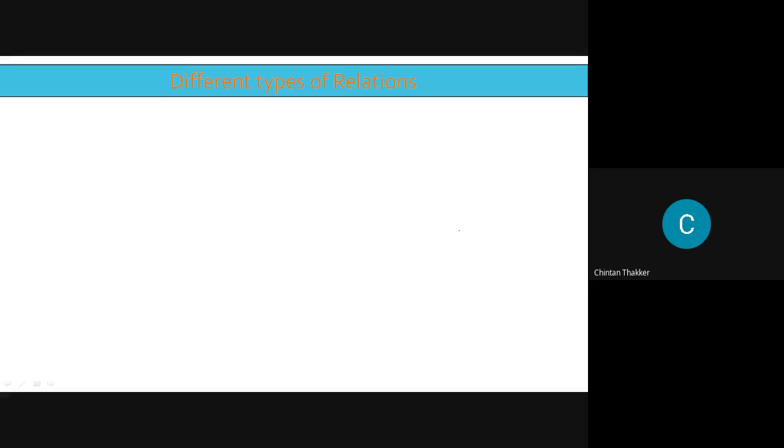Now we define the relation. Relation on a set A means we have a subset of A cross A. If the set A is given, then any subset of A cross A is called a relation on the set A. Okay, any subset of A cross A is called a relation on a set A.